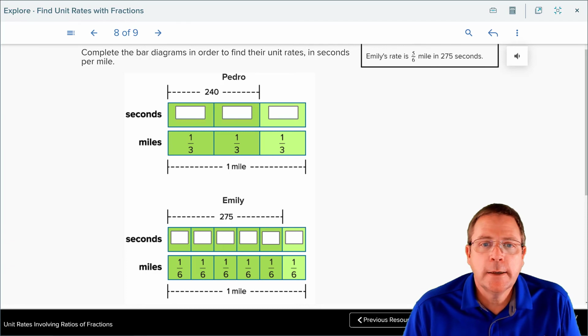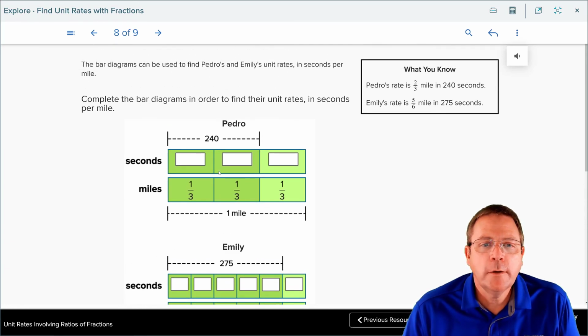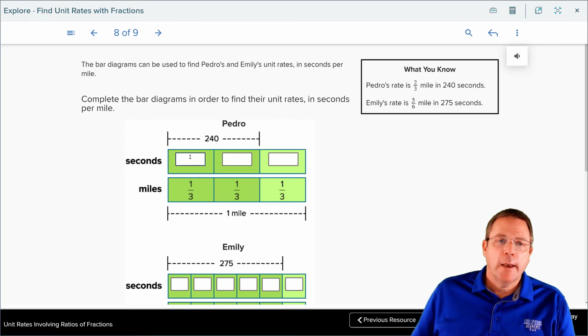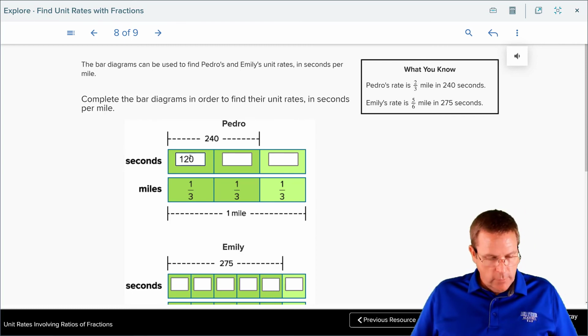Did you get it done? All right, let's take a look here. Pedro, we know, ran 2/3 of a mile in 240 seconds. So we're going to say half of 2/3 was 1/3. You got the 2 1/3 sections there. And half of 240 seconds is going to be 120 seconds. So I'm going to write 120 in each of those.